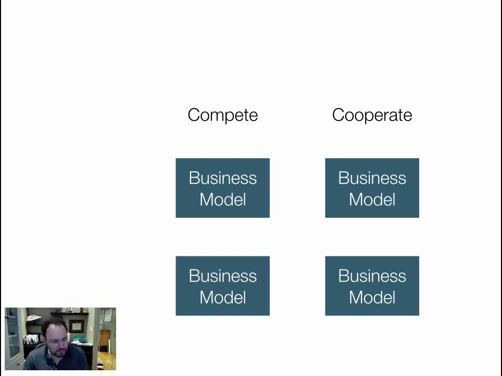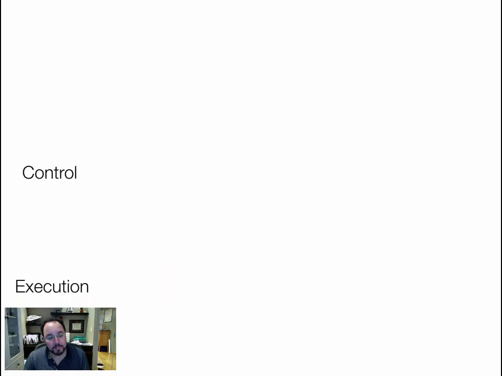Now, there is another dimension, and here's where we get to what we want to talk about today. You can also think of different models as being centered around control or execution. Let me try and explain that in a little bit more detail here. One, what is control? Well, the description of it is doing things that are designed to give you control over your market in the future.